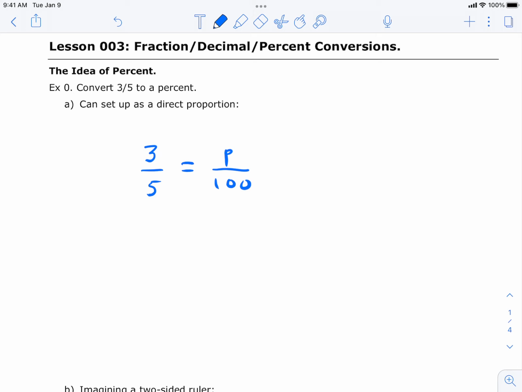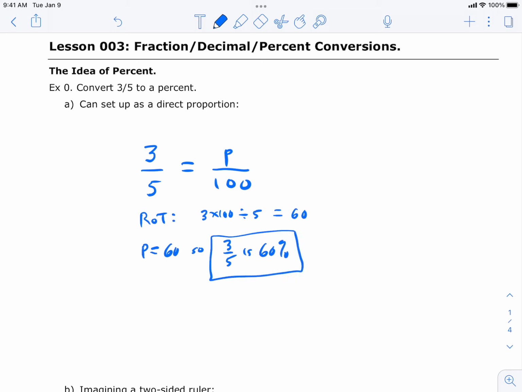Now, we know how to solve these things. You can do the old rule of 3. You multiply the two numbers that share a diagonal, 3 times 100, and then you divide by the leftover number, which is 5, and you're going to get 60. So what are we finding here? P equals 60. So 3/5 is 60%. There's the answer right there. 3/5 is 60%. I love the proportion setup.